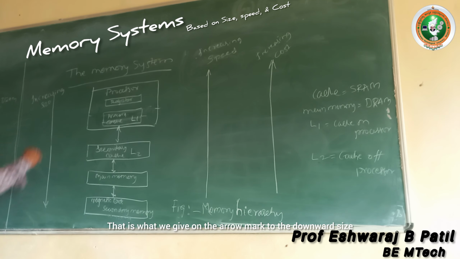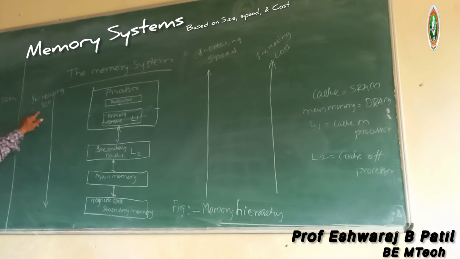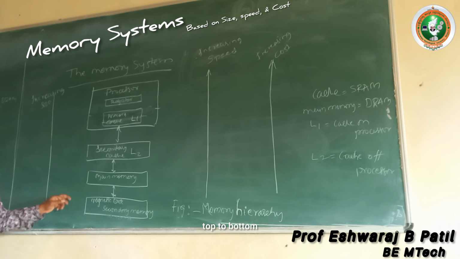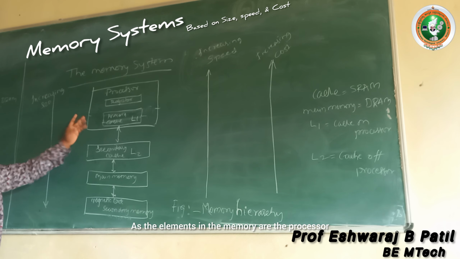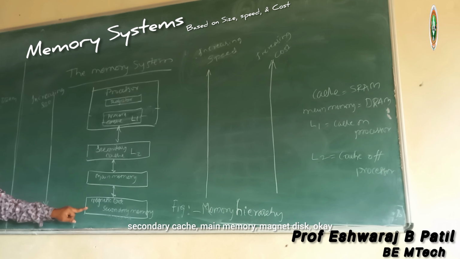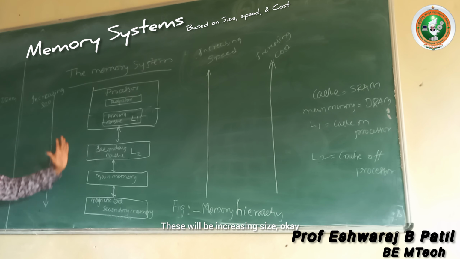That is why we give an arrow mark downward for size. As the arrow marks downward, the size increases from top to bottom. The elements in the memory hierarchy are the processor, secondary cache, main memory and magnetic disk, and these increase in size.